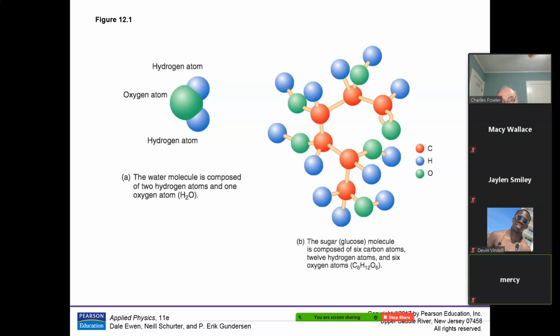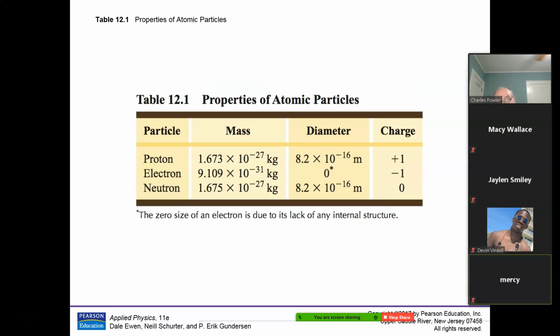Just realize that's a molecule of sugar, simple sugar, made up of atoms of carbon, oxygen, and hydrogen. Okay. That's how matter is put together.